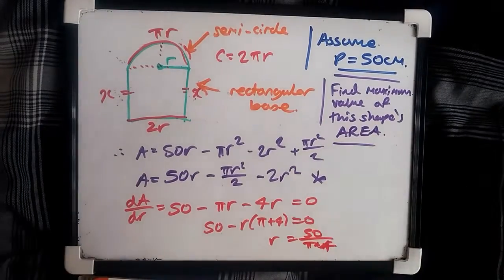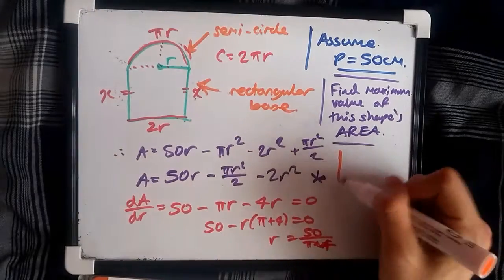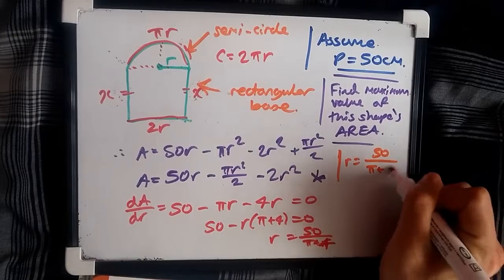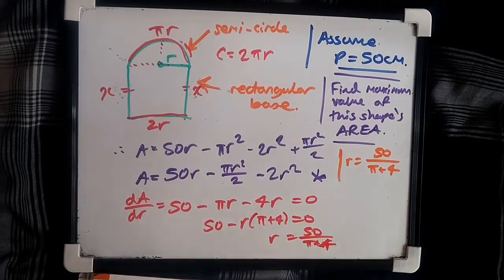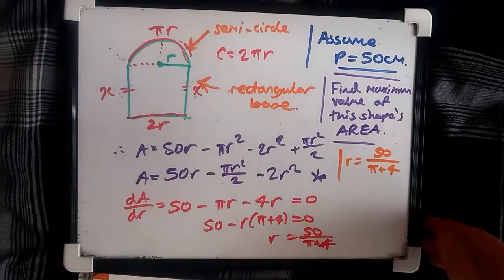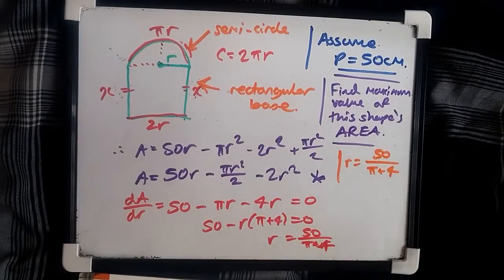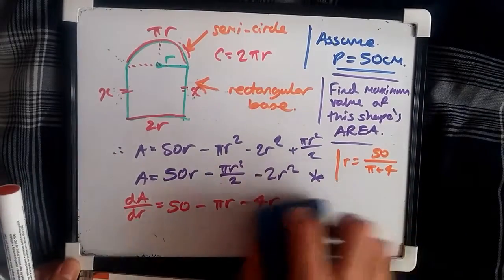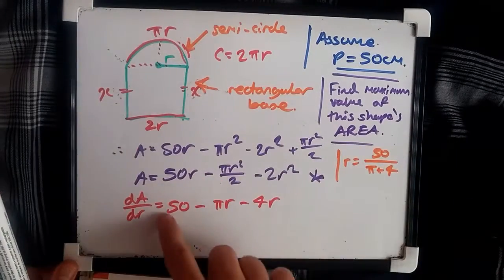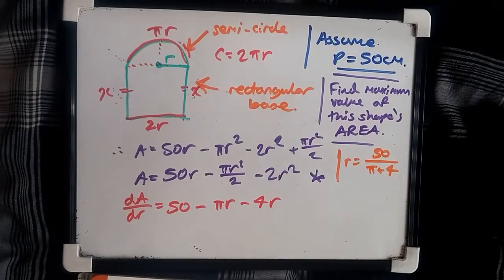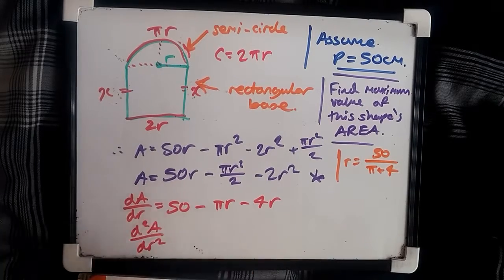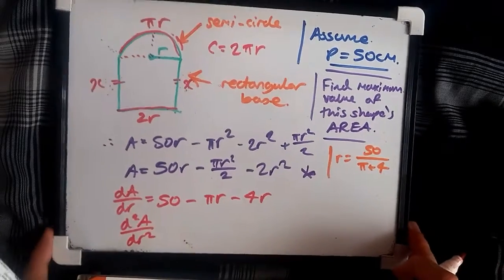Now I can put this on the side here to save it: r equals 50 over pi plus 4. I've got limited space, but I think it's very nice to have everything in a single place. So let's take the second derivative now of this equation. Remember, when we take the second derivative, it should always be in the same format. So let's find d2A over dr squared.